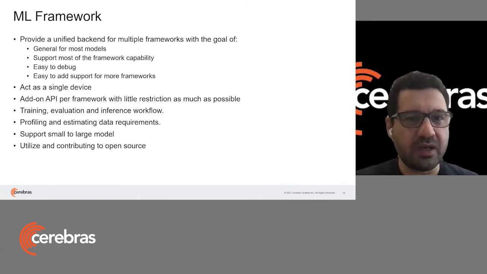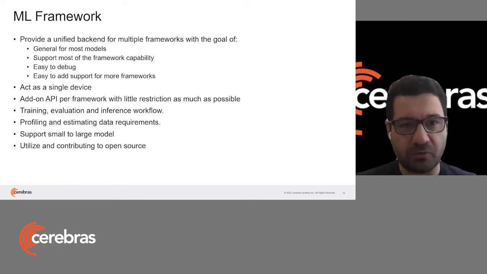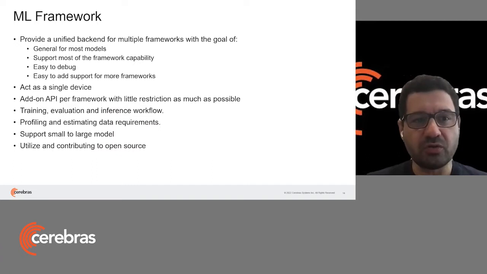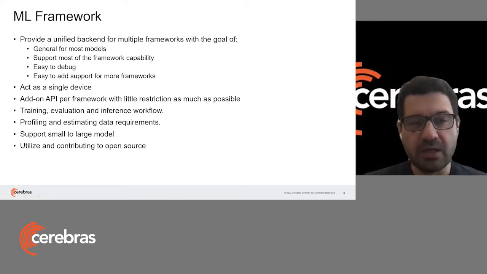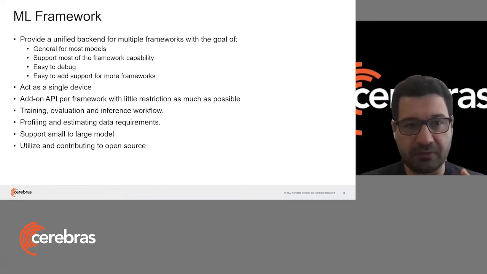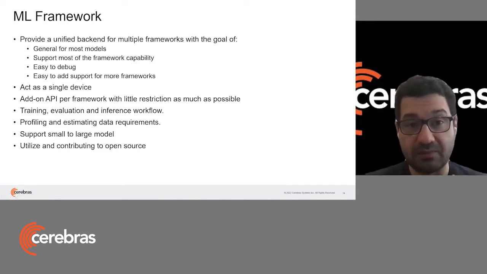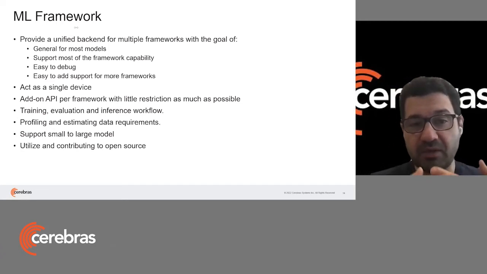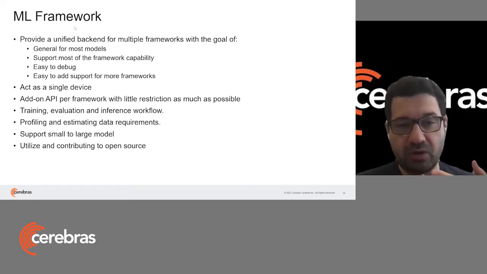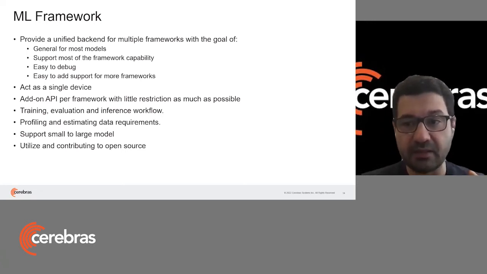Currently, the goal of the AI framework for us is to be able to support multiple frameworks and take advantage of all the hardware capability of Cerebras without much overhead to the user. That's what we are trying to strive for. So we have a unified backend. The goal of the unified backend is to be general, support most models that can be expressed by PyTorch and TensorFlow and maybe other frameworks in the future, such as JAX. Be able to support most of the framework capability with as little constraint as possible, be easy to debug, and have the capability to add more frameworks without much complexity.